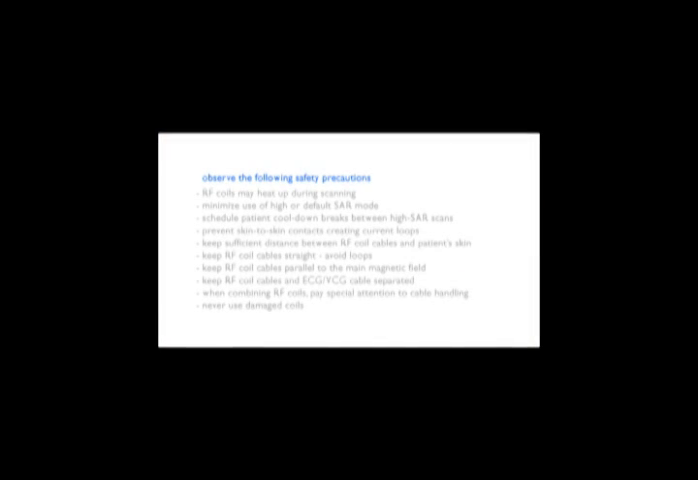Some safety precautions should always be observed. Remember that RF coils may heat up during scanning. Minimize the use of high or default SAR mode. Schedule patient cool-down breaks between high SAR scans. Prevent skin-to-skin contacts, creating current loops. Keep sufficient distance between RF coil cables and the patient's skin. Keep RF coil cables straight, avoid loops.